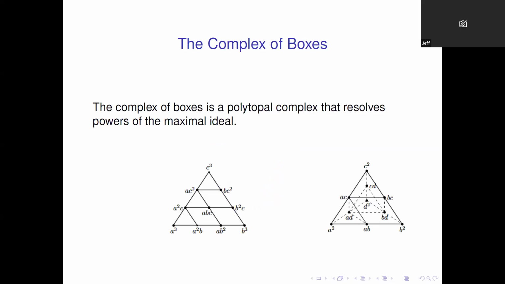There is a standard construction called the complex of boxes that remedies this. It's always polytopal. And it again resolves a large class of ideals, including powers of the maximal ideal. So I've got the corresponding pictures for the same two ideals. For the one in three variables, somehow you've got the same thing.